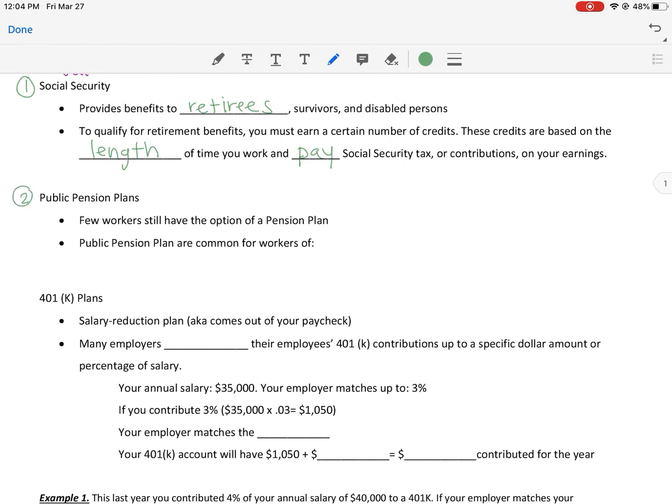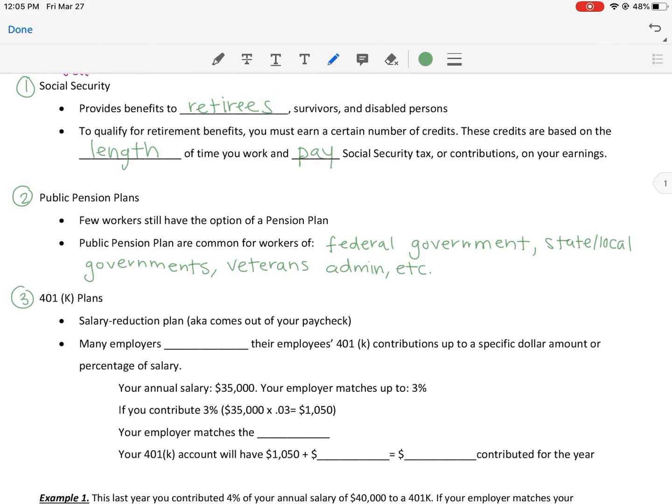Okay, next, public pension plans. I'll be honest, few workers still have the option of public pensions. Most of these are common for workers of the federal government, or it could be the state and local government as well. It could be for people like railroad employees, or even some veterans administration, etc. But we're talking about people who work for the public.